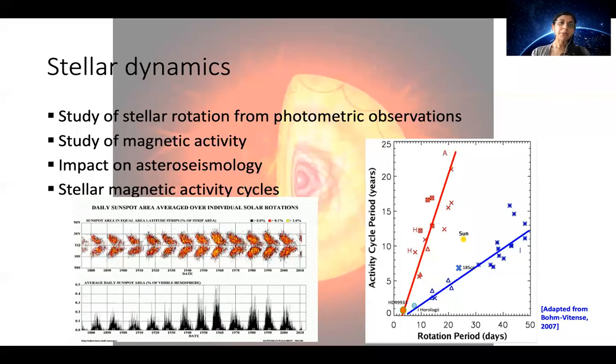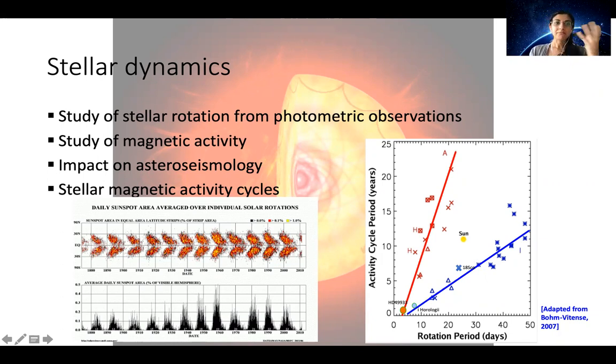So this second part of my work is to study stellar dynamics with the stellar surface rotation, magnetic activity, but also study the impact of the activity on asteroseismology, and finally look for stellar magnetic activity cycles. Here you can see the nice butterfly diagram for the sun with the 11-year cycle. And here on the right, you have the cycle period as a function of the rotation periods based on stars observed by Mount Wilson. And you can see how the sun seems in between these two branches that were defined by Böhm-Vitense. So it seems that the sun is peculiar.